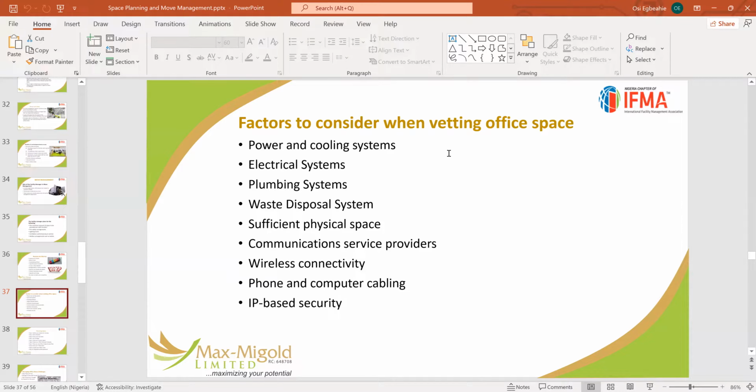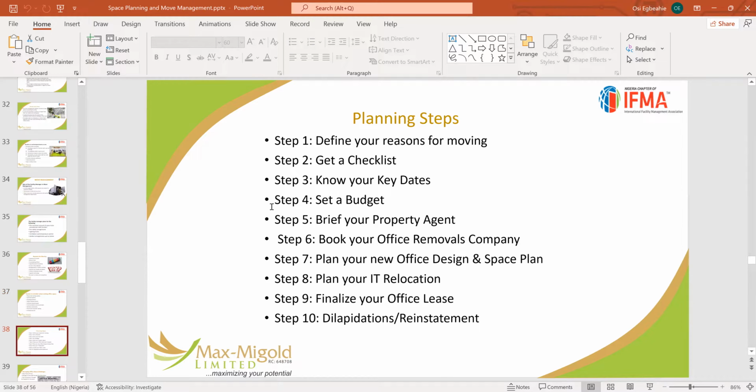You look at the waste disposal system. How is the waste being managed? Sufficient physical space, especially for parking and all that. Communication service provider where it's required. Then wireless connectivity, and look at the phone and computer cabling system. Also look at the IP-based security system to ensure that the place is secured.